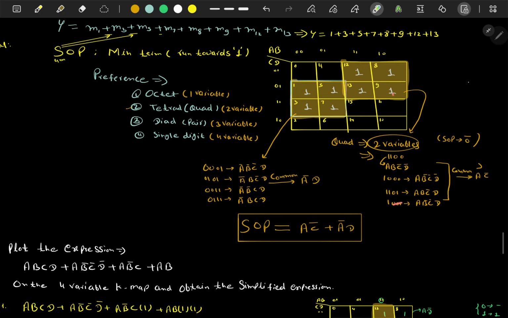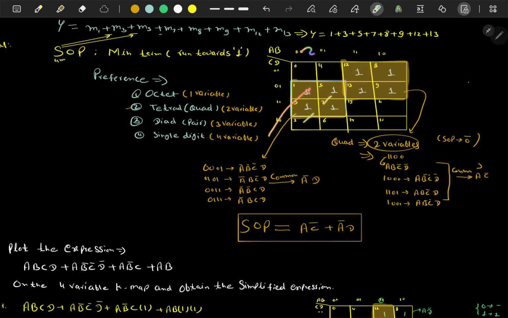Now search for the common term. What are the common terms here? A is 1 in all, so it will be A. B bar is not in all the products. C bar is in all of them, so C bar will be common. So A C bar will be one of our terms from two variables.